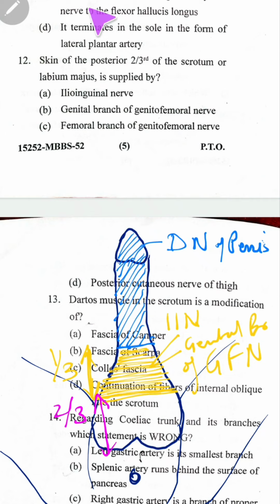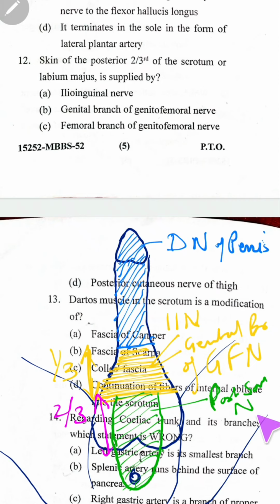Now, in this posterior two-third, we divide into medial and lateral parts. So, let's say this much is the medial portion, and it will reach along to the anus as well. So, this much portion here in the midline, the medial portion of the posterior two-third, is supplied by posterior scrotal nerves, which are branches of pudendal nerve, right? However, the lateral portion, I should use some different color.